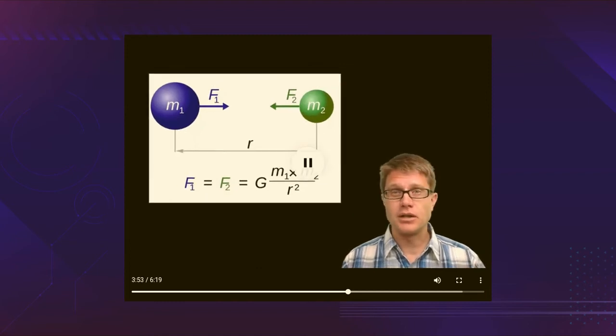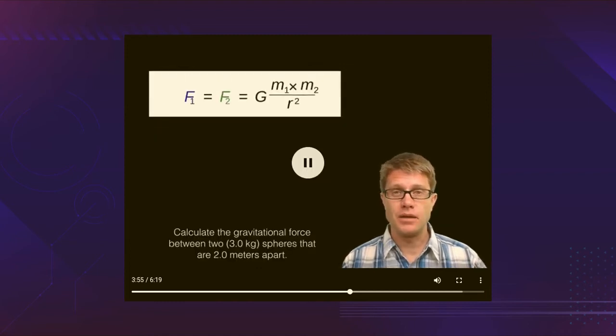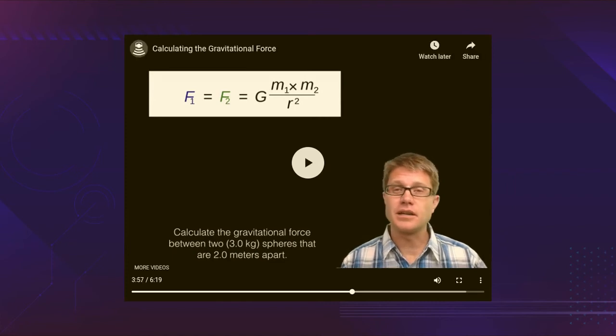And so if this is our equation, let me show you how to solve a simple problem. And this is what you might see in a physics class. Okay, so go ahead and write that problem down. It's the most basic one that you might see. Calculate the gravitational force between two objects. Each one is 3 kg, and they are 2 meters apart.